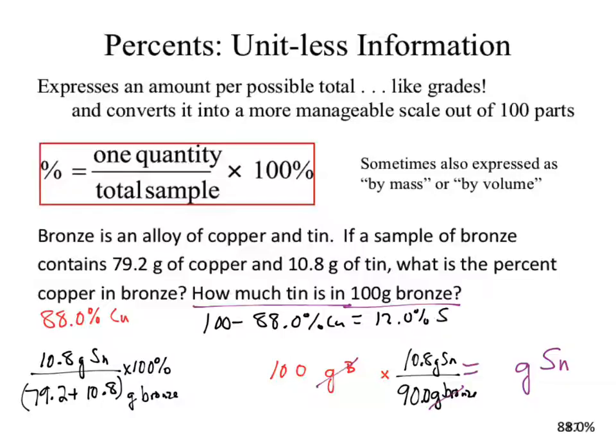12% tin. Whoops, shouldn't do a capital N. How do you know that? It has to equal 100%. Okay. If I go through and do the 10.8 divided by the 90, guess what I get? 12.0%. It's there. Depending on how I see a path through it, I can solve it in two different ways.